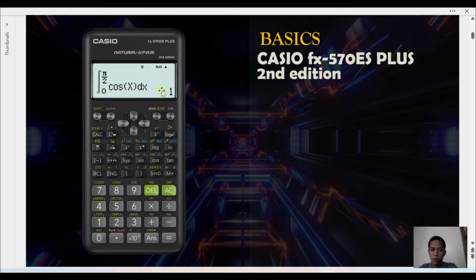Same lang din naman, guys, doon sa ating first version or yung first edition. Pero yung ating second edition, mas malaking screen niya kumpara dun sa first edition. And yung mga functions niya almost the same, pero I think mas mabilis mag-solve itong second edition kaysa dun sa first edition. Okay, pero guys, if you have the first edition, you can still use that. Kasi of course, the same lang naman yung mga functions niya. Iba lang talaga yung hitsura niya or yung physical appearance. This is color black. Yung first edition, medyo color gray siya. Okay, let's proceed, guys.